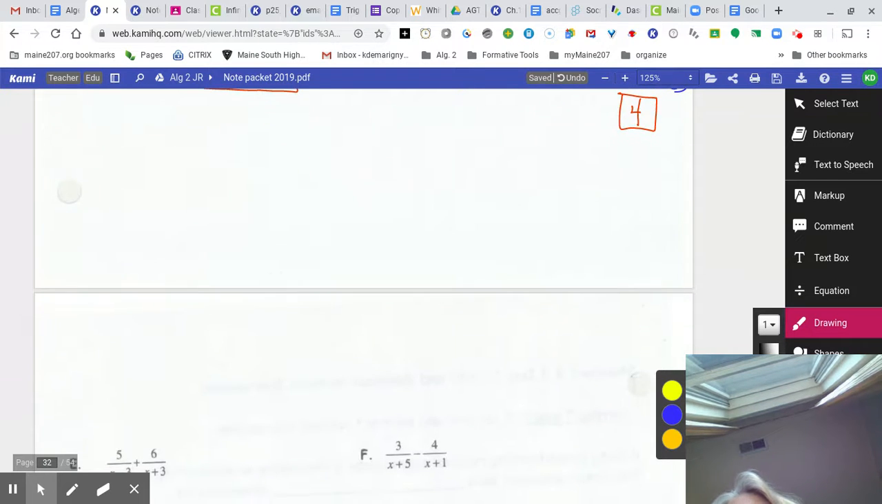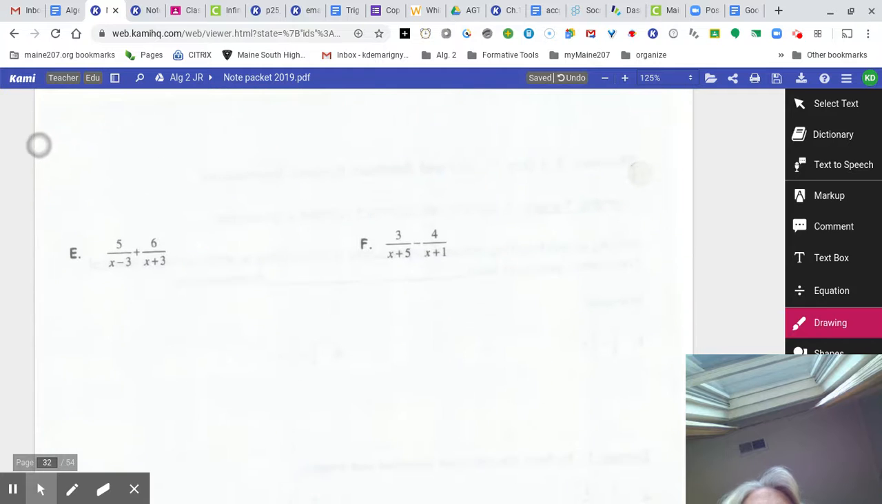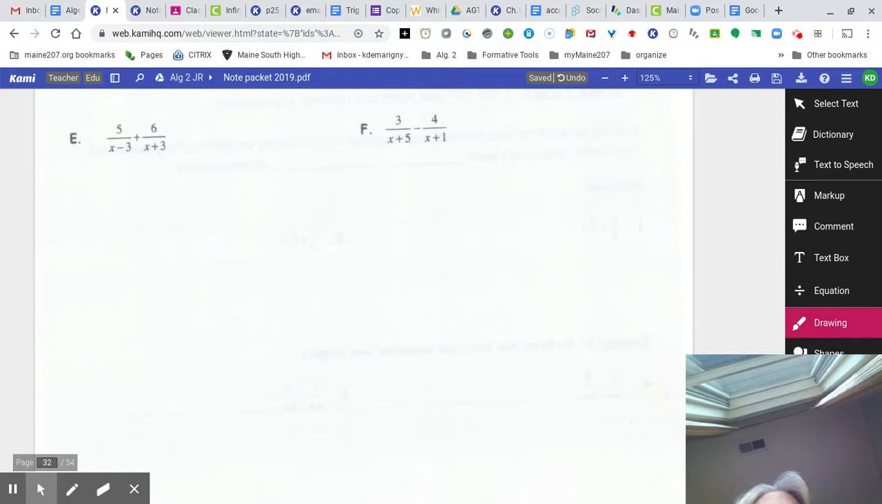Okay, on to the next page. So the next page, we're going to have our first encounter of what if our denominators are not the same, and they are not just numerical. First thing I'm going to do is put parentheses around an x minus 3 and parentheses around the x plus 3. They are not the same thing.